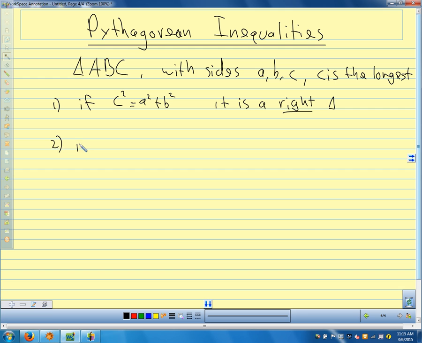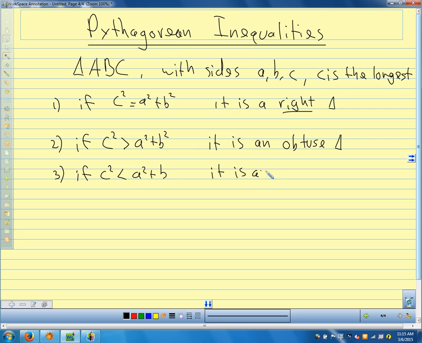The second thing we can figure out, if c squared is greater than a squared plus b squared, it is an obtuse triangle. And the third thing we can figure out is if c squared is less than a squared plus b squared, it is an acute triangle. And this should be a squared plus b squared.